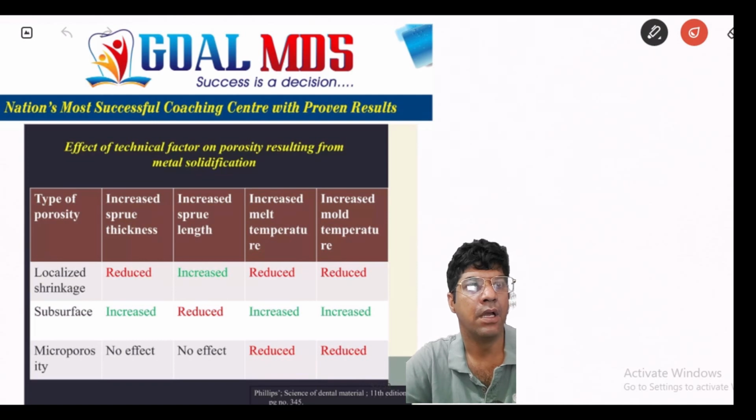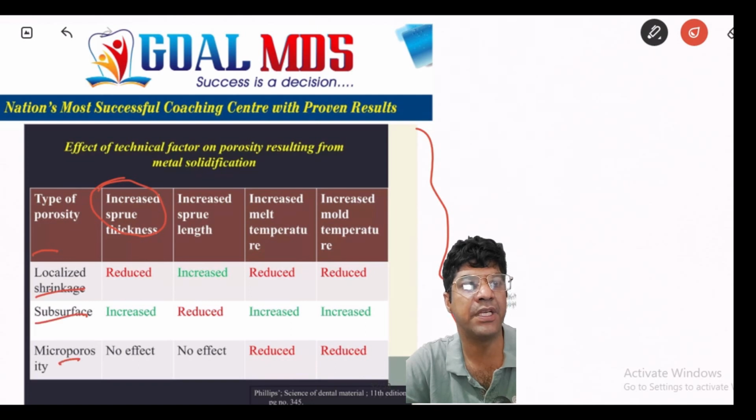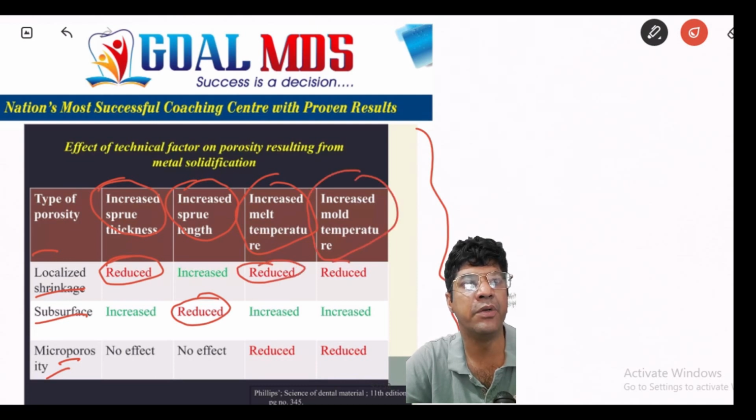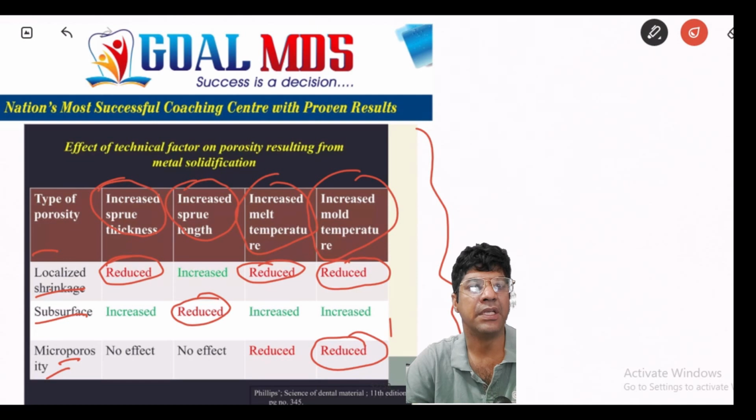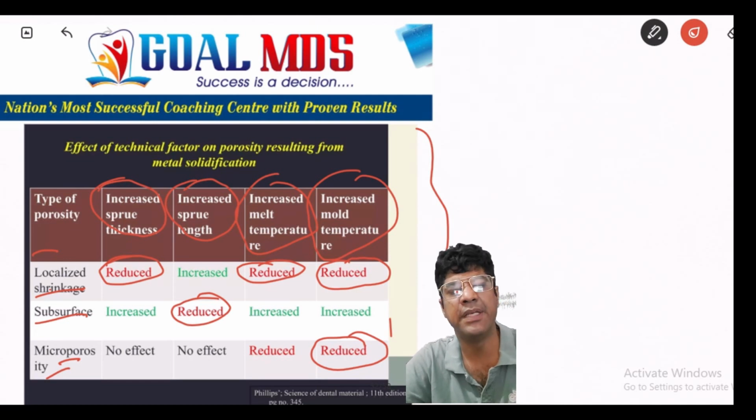So remember, for your exam point of view, if the sprue thickness is increased, what will be the effect on the localized shrinkage porosity, subsurface porosity, or the micro porosity? The localized shrinkage porosity would be reduced. If the sprue length is increased, the subsurface porosity would reduce. Increasing the melt temperature would reduce the localized shrinkage porosity. Increasing the mold temperature would reduce the localized shrinkage and micro porosity. So many questions can be asked based on this chart. Remember that.